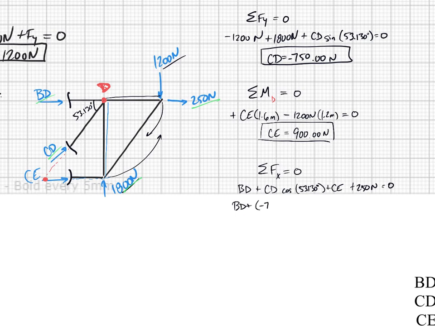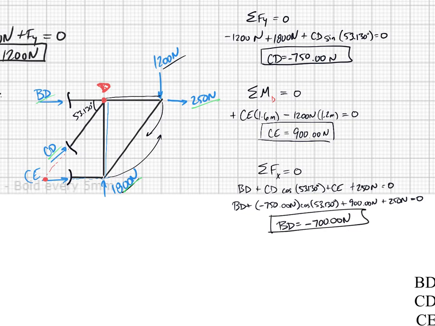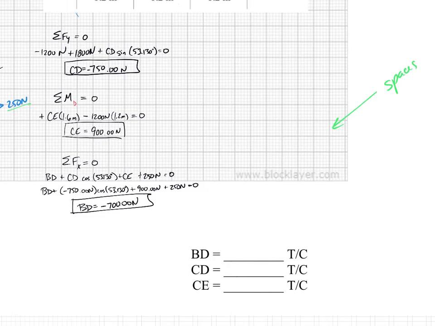CD is negative 750 cosine 53.130 degrees plus CE, which is going to be 900 newtons, plus 250 newtons equals 0. Okay, so if we plug all that in, we get BD equals, is it negative 700.00 newtons? I believe that certainly should match.